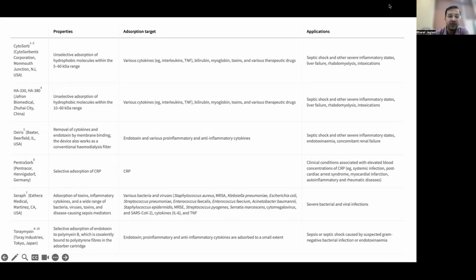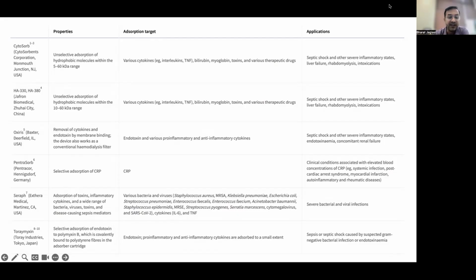Then we have the oXiris, which helps in removal of cytokines and endotoxin by membrane binding. The device also works as a conventional hemodialysis filter. Its targets are basically endotoxin and various pro-inflammatory and anti-inflammatory cytokines, and it is used in septic shock and other severe inflammatory states as well as endotoxemia. Then we have the PentraSorb, which is a selective adsorption of CRP, and the adsorption target, of course, is CRP. It is used in clinical conditions where the CRP is very high, like systemic infection, post-cardiac arrest syndrome, myocardial infarction, and rheumatic disease.